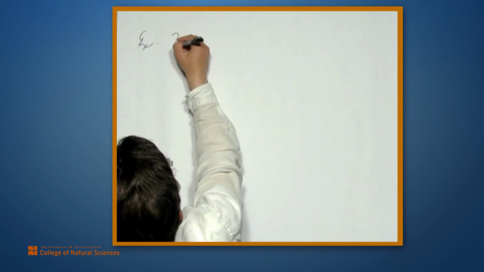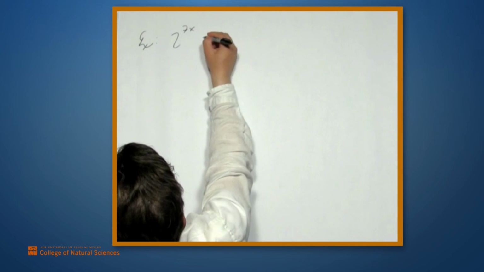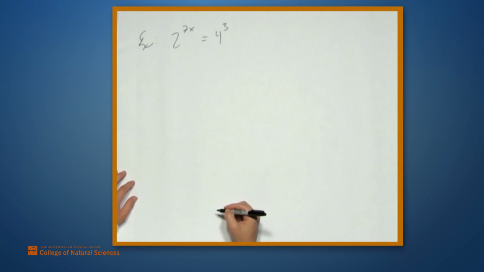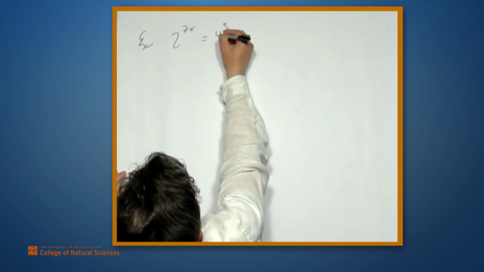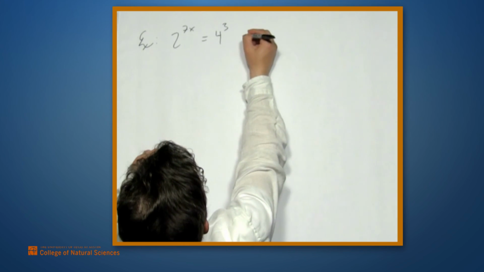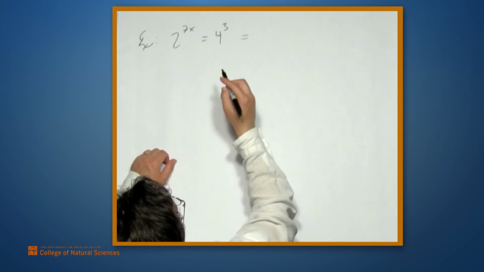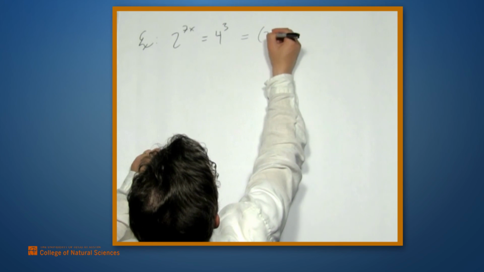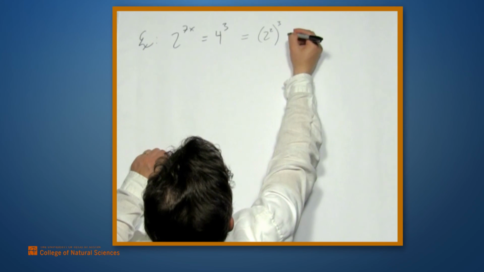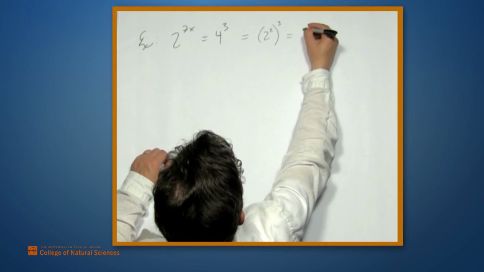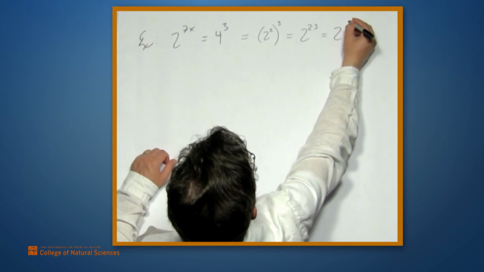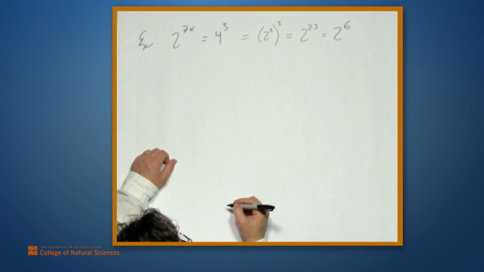Let's suppose that 2 to the 7x equals 4 cubed. We want to do the same thing, except now our bases aren't the same. But with a little bit of rewriting, we can make them the same. So we could write 4 cubed as 2 squared cubed. And using our rules for exponents, we can write this as 2 to the 2 times 3 power, or simply 2 to the 6th power.